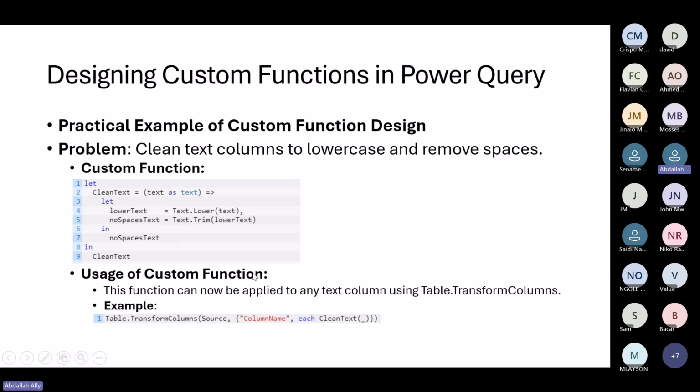How do we use a function? We can use a function, for example, when you want to transform a column. There is a function in Power Query called Table.TransformColumns. You take a source, which is the name of the table. Then you provide the name of the column that you want to transform, and a function that transforms that column. So you see each. Then we use our function that we've designed above, the clean text of underscore. So we discuss what is each and what is underscore in the upcoming slides.